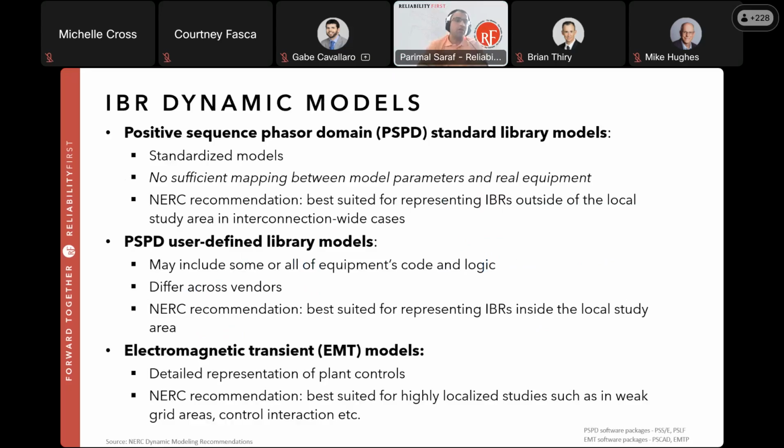Now moving on to IBR dynamic models. This slide talks about the typical models that are used as part of dynamic studies in modeling these IBR resources. The first category is positive sequence phasor domain standard library models. These are standardized models, which means they don't differ across manufacturers like GE or Vestas or Siemens. The main reason why they became popular many years ago is because they are not black boxed.